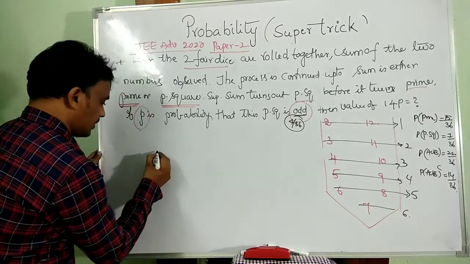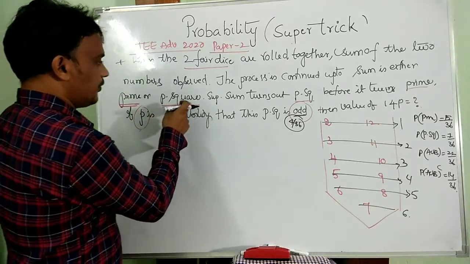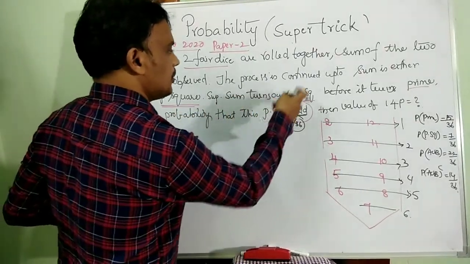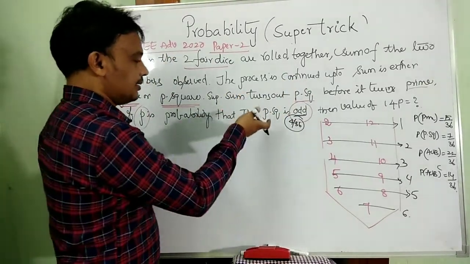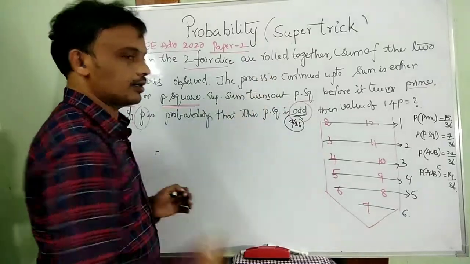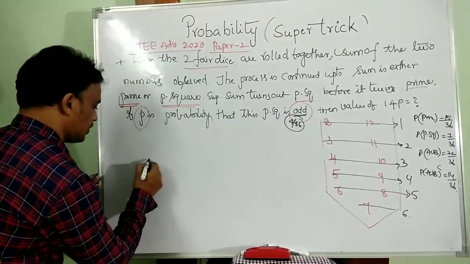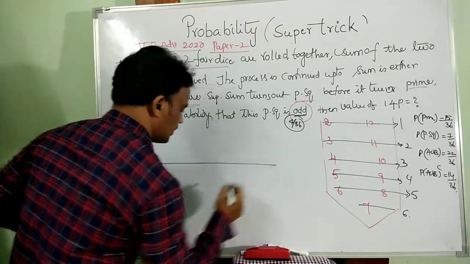Okay, yes, and first of all, suppose that the sum turns out to be a perfect square. Of those chances, the perfect square sum should be odd. Yes, here I am going to write this one. I think you got this value.